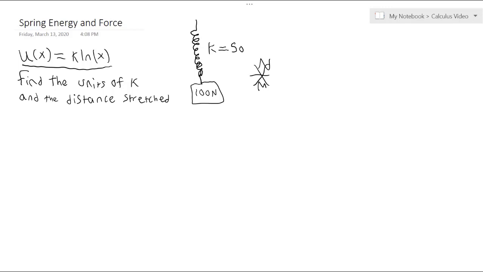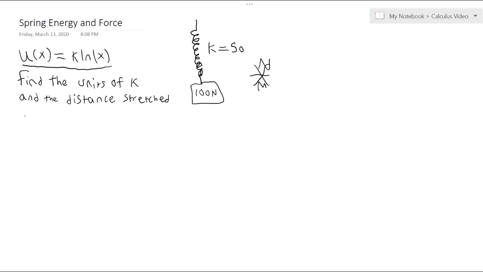You can actually have springs which are non-Hooke's law springs. They don't obey F equals negative kx, and they don't obey that the energy is equal to half kx squared. So in this case, we've got to use calculus to find out what's going on.